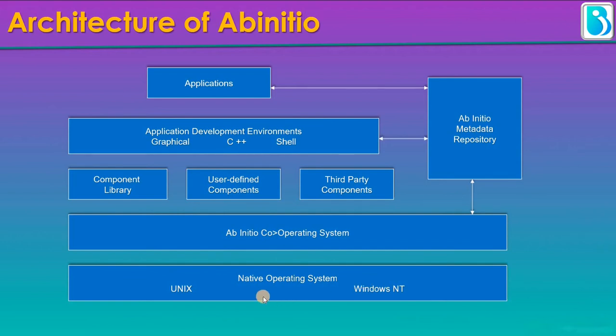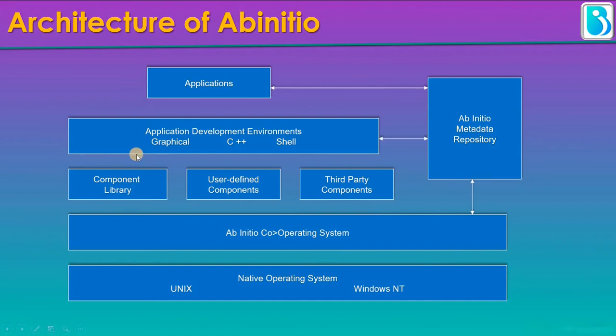So on top of our actual operating system, the Ab Initio Co>Operating System will be installed. The Co>Operating System is the backbone of Ab Initio. All the Ab Initio tools and frameworks are built on this Co>Operating System. It has one single engine for any tool which Ab Initio builds. On top of the Co>Operating System, we will have the Ab Initio metadata repository, which is a technical repository.